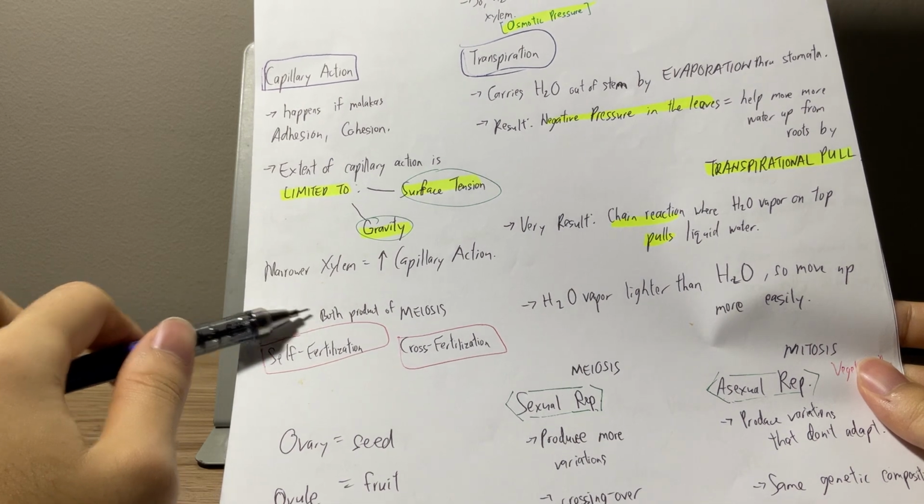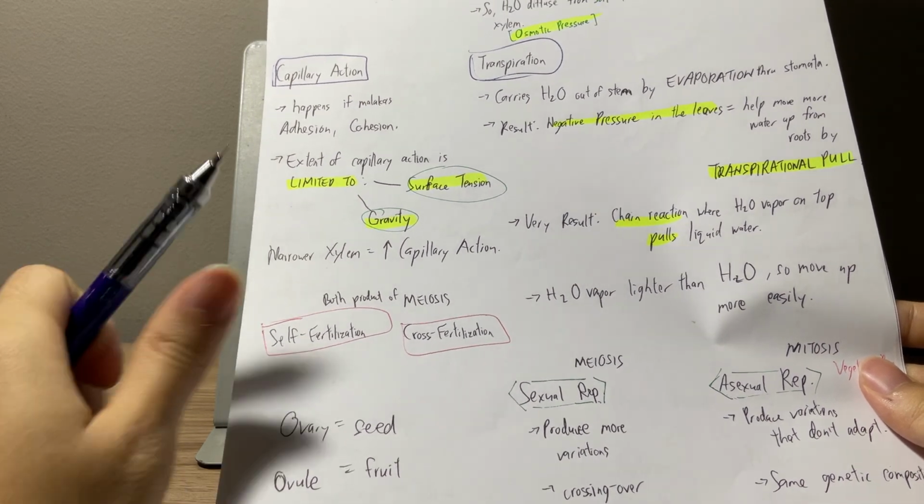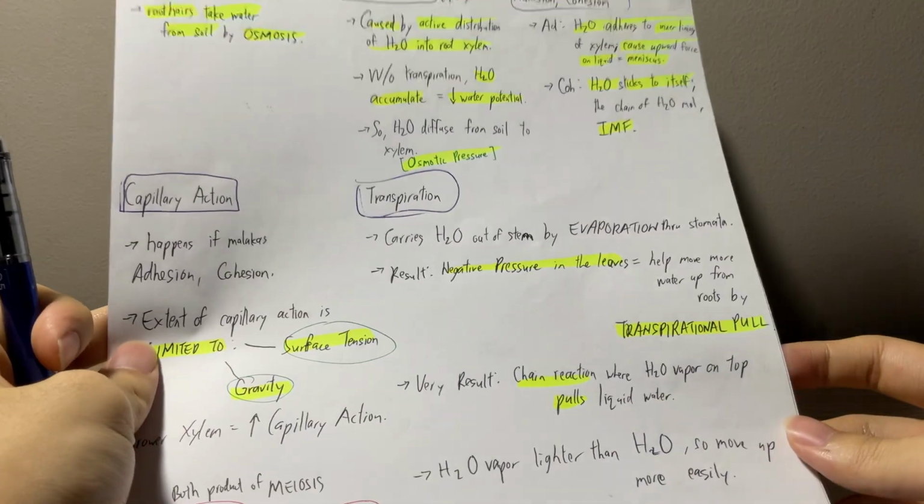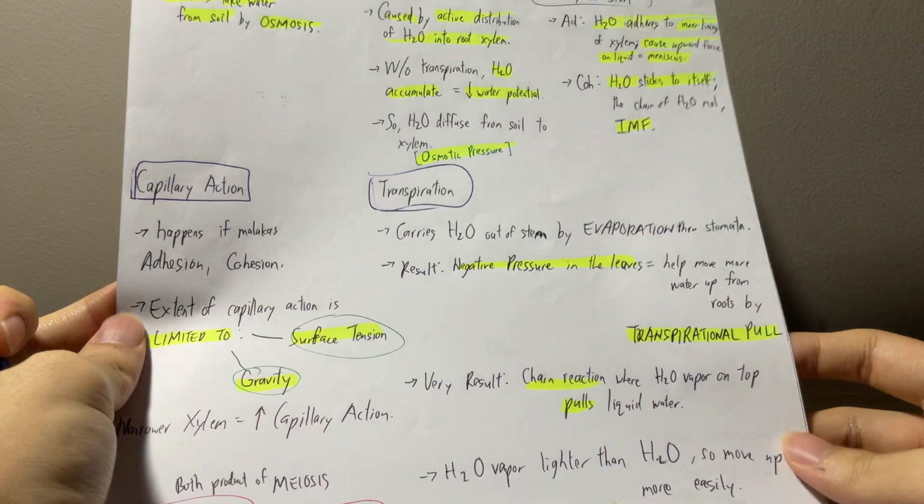Both two products of meiosis we have. So okay, this is different. That's reproduction already. Let's finish transpiration first.